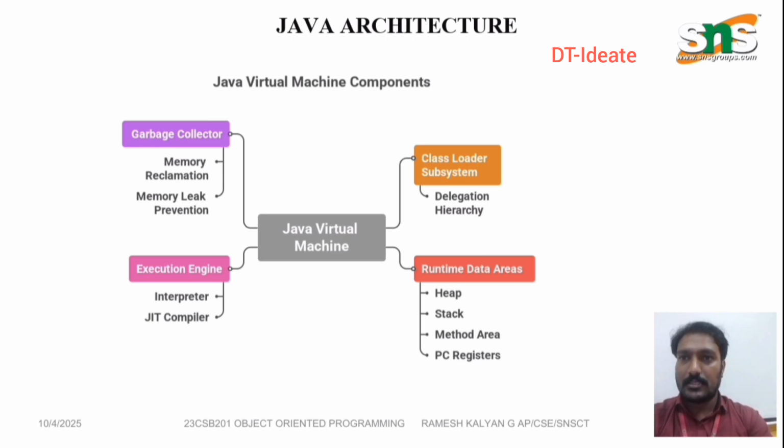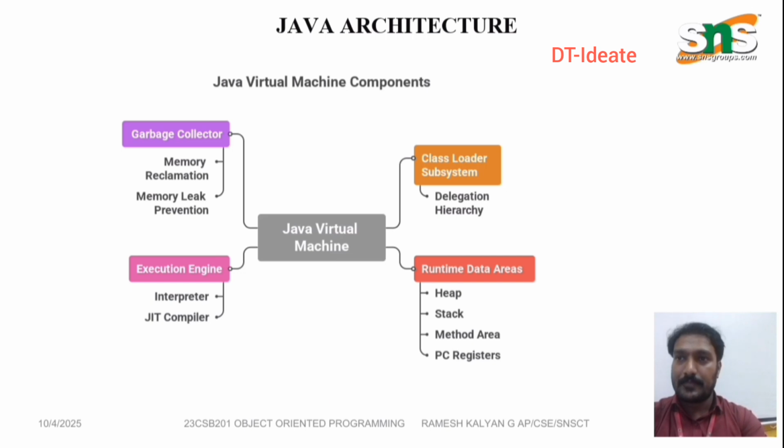This is a figure indicating the Java Virtual Machine. The Java Virtual Machine is further subdivided and has four components. The first one is the class loader system, which is mainly used for the delegation hierarchy. The next one is the runtime data area. This data area contains the heap, stack, method area and PC register. These are the subcomponents available in the runtime data area.